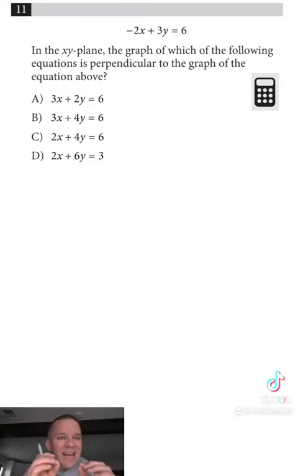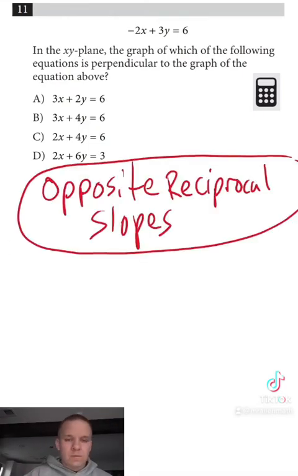So in the XY plane, the graph of which of the following equations is perpendicular to the graph of the equation above? Well, what does it mean to be perpendicular? That means the lines are going to intersect and form right angles. More importantly in this question is that my slopes are going to be opposite reciprocals. Now, what does it mean to be opposite reciprocal? Well, that means that the slope is going to be flipped, and then we're also going to change the sign. So if it was positive originally, it becomes negative. If it was negative originally, it becomes positive.